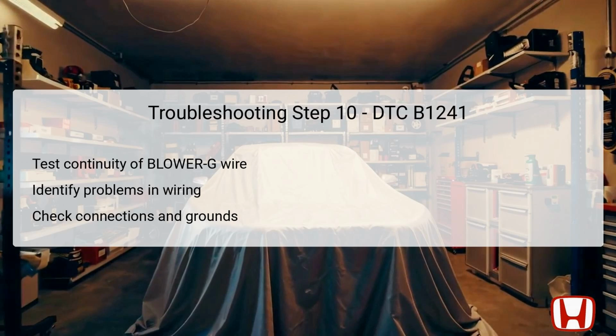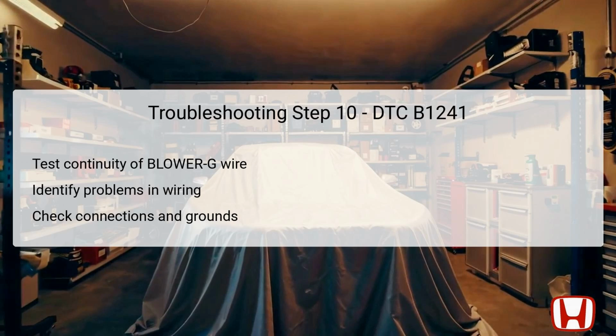The 10th step involves another critical check for continuity, but this time focusing on the blower G wire. As with previous steps, ensure the vehicle is still in the off lock mode, maintaining the disconnection of both the climate control connector B and the power transistor connector.